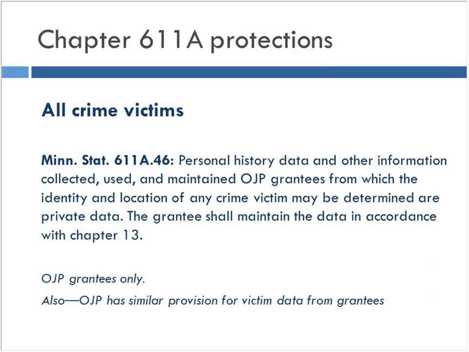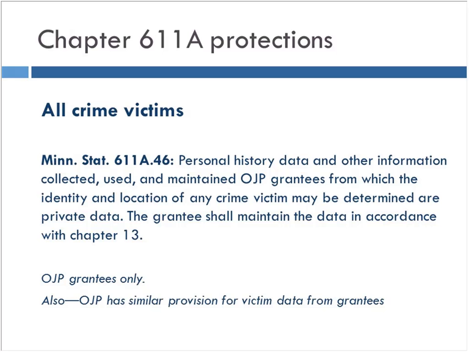There are 3 primary provisions that you as grantees can look to protect the data that you have within your organization. The first one is data protection that applies to all crime victims. So that's Minnesota Statute 611A.46, and that says all that personal history data and other information collected, used, and maintained by OJP grantees from which the identity and location of any crime victim may be determined are private data. So regardless of crime type, this is protecting your crime data or victim data that you have. Again, it's only for OJP grantees.